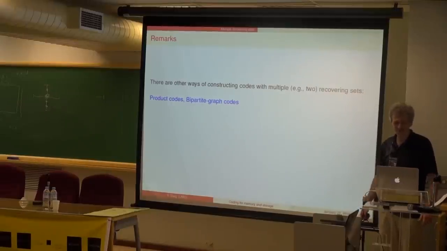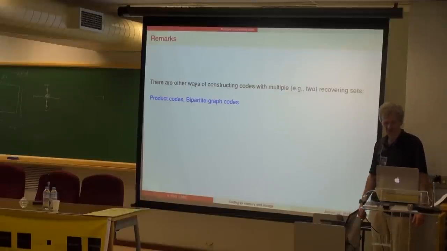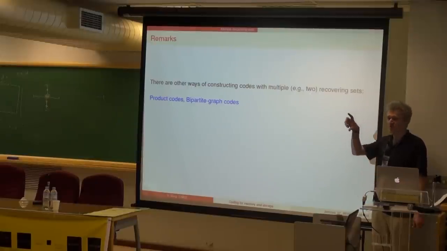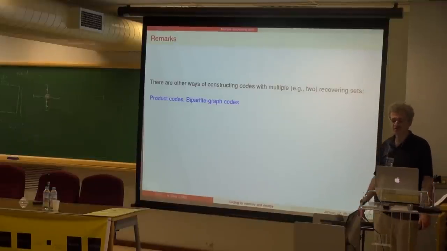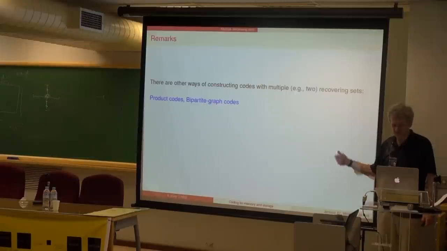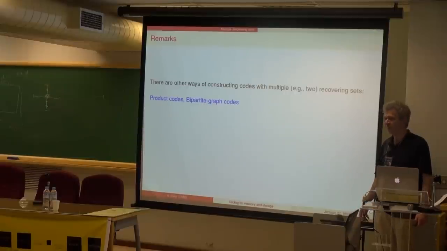Well, some remarks in the end. There are other ways of constructing codes with multiple recovering sets, such as product codes. If we take a product code construction, then the column gives one recovering set, the row gives another one. Slightly more obvious, right? Bipartite graph codes are a variation of the product code construction. They don't compete in terms of the parameters, but if for some reason you are interested in asymptotics, this may be a good way to look at those codes with multiple recovering sets.